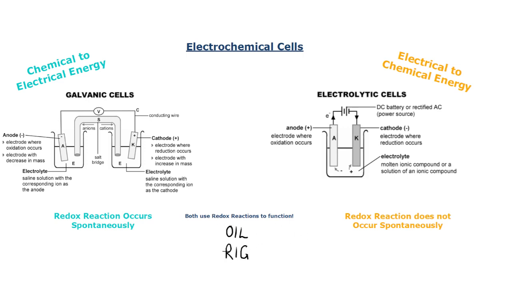OIL RIG is a nice way to remember it. Another way of memorizing it is LEO goes GER: loss of electrons is oxidation, and LEO goes GER because gain of electrons is reduction. But either way, it's up to you. I prefer OIL RIG, so let's stick with OIL RIG.